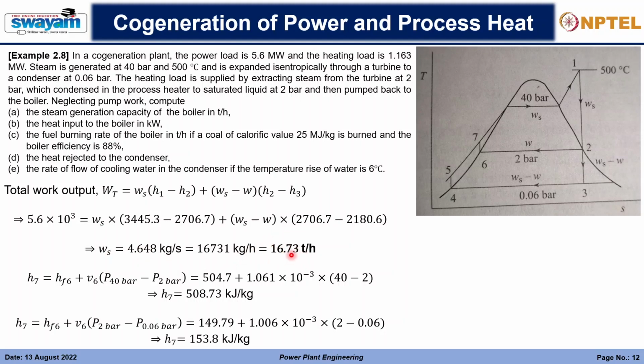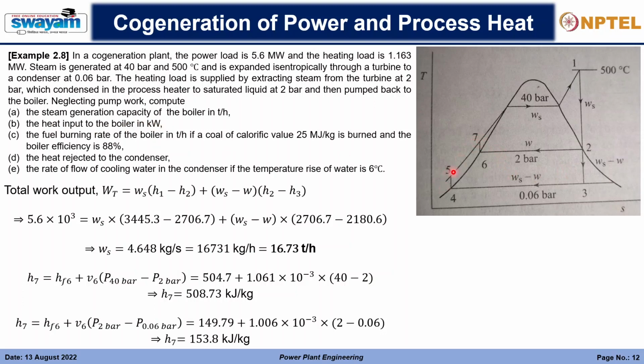Ws is 16.73 tons per hour. Ws is the amount of steam produced in the boiler and input to the turbine at the inlet. So we got the first answer, the steam generation capacity of the boiler, which is 16.73 tons per hour. Next we calculate the heat input to the boiler in kilowatt.